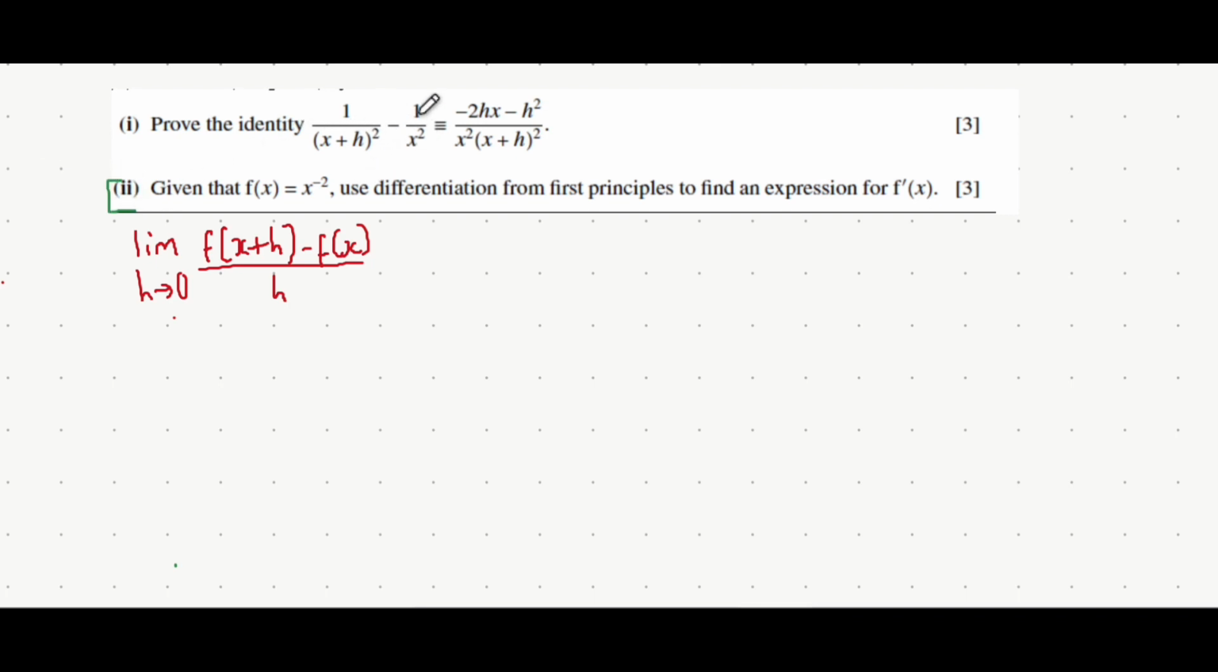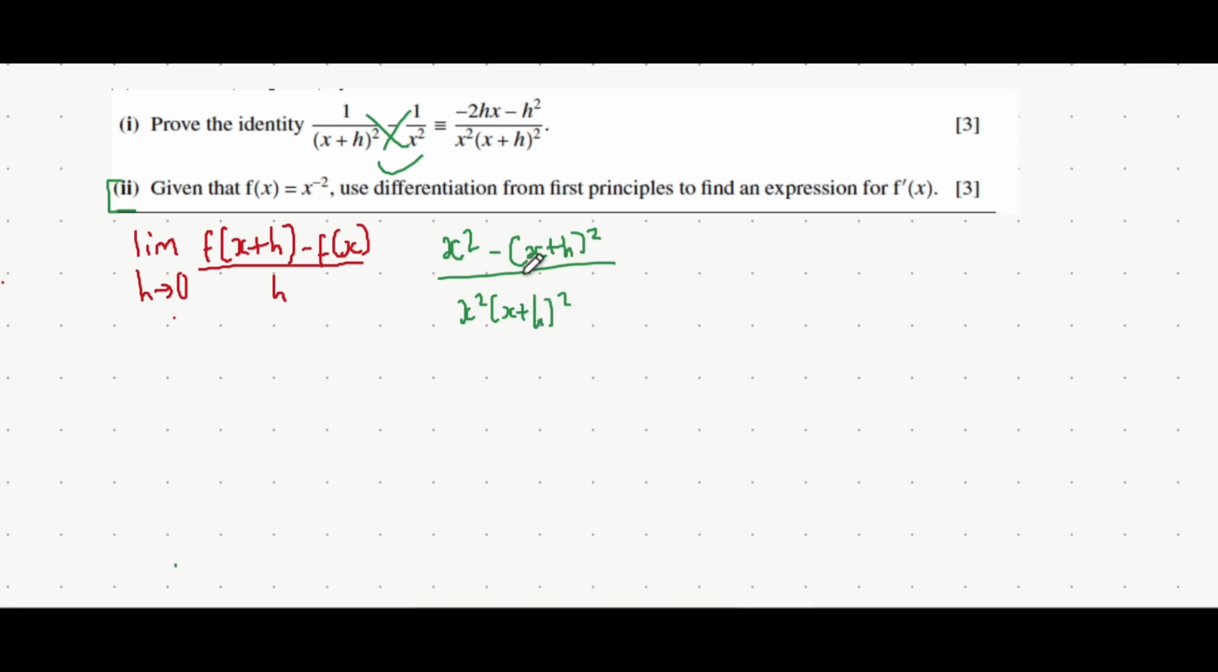What we know about subtracting fractions is we can use that cross multiplication method. So let's do that. We can say 1 multiplied by x squared. Because there's a minus sign in between, we take away that second cross multiplication, which is x plus h squared all multiplied by 1. So I'm just going to write this out as x plus h all squared, all over the multiplication of the denominators, which is x squared multiplied by x plus h all squared.